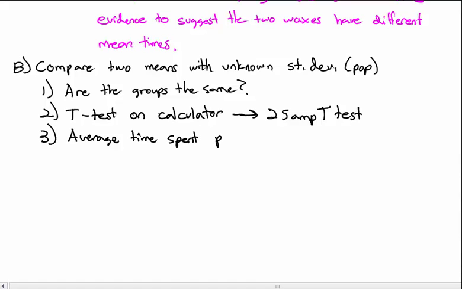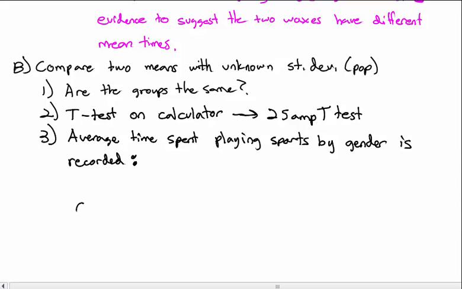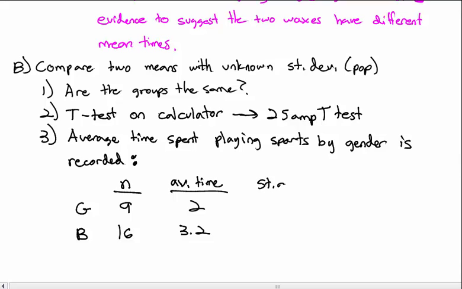spent playing sports by gender being recorded in a table. So for girls and boys, the numbers surveyed, we surveyed 9 girls and 16 boys, and the average time was 2 hours for girls and 3.2 hours playing sports for boys. And the standard deviation for each group, for the girls it was the square root of 0.75, and for the boys it was 1.